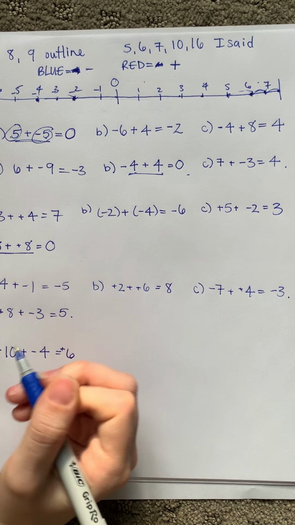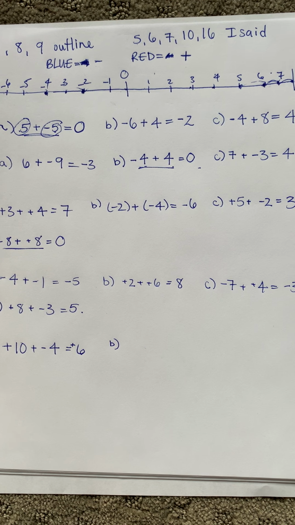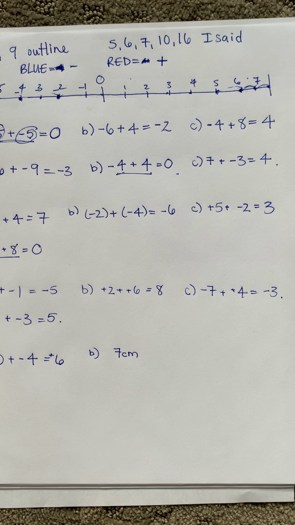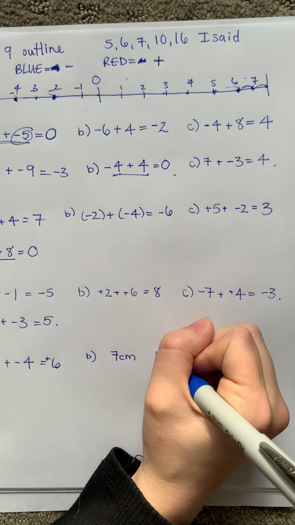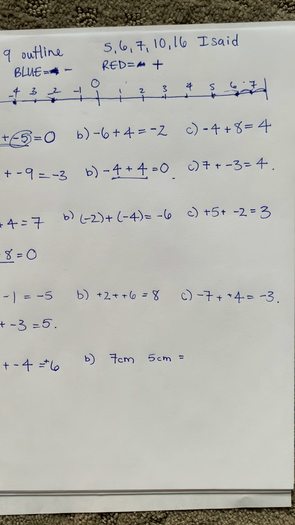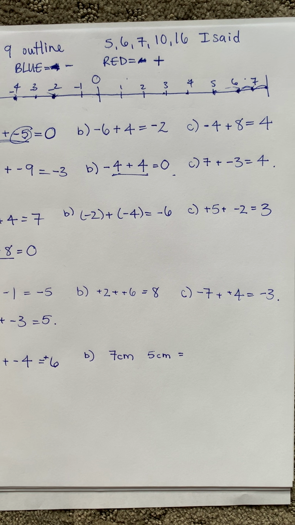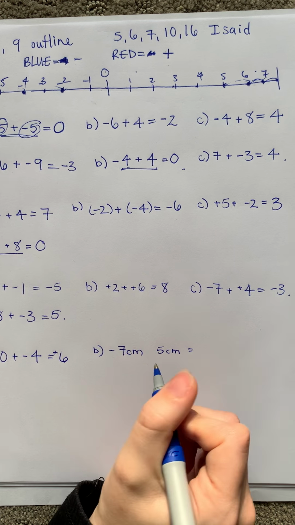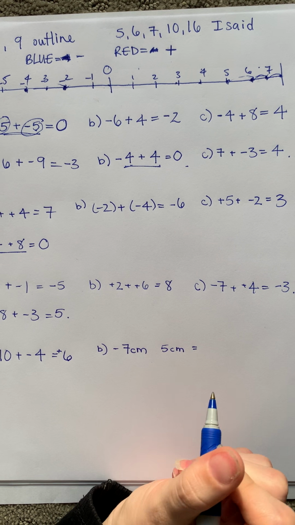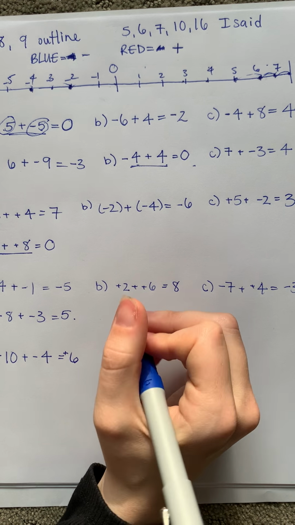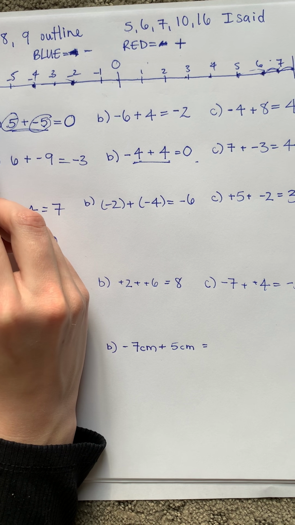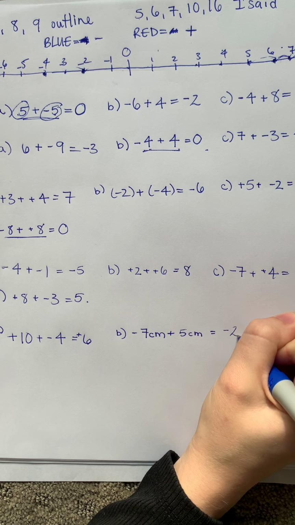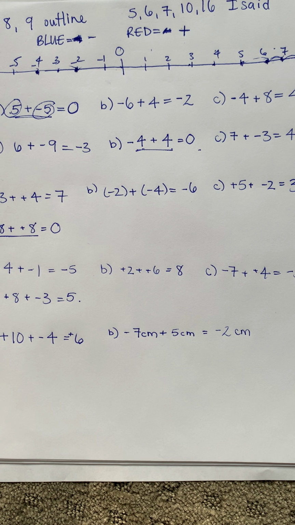So that's 9a. 9b says a snail slid 7 centimeters down and climbed 5 centimeters back up. How far was the snail below its original position? Well, because it says the word down, I'm going to do 7 as a negative number, but I'm going to do 5 as a positive number because the snail climbed 5 back up. So it went down 7, but then up another 5. So that means it is -2 centimeters away from its original position.